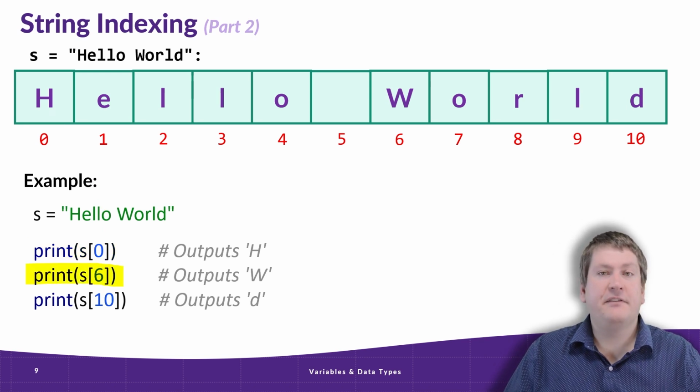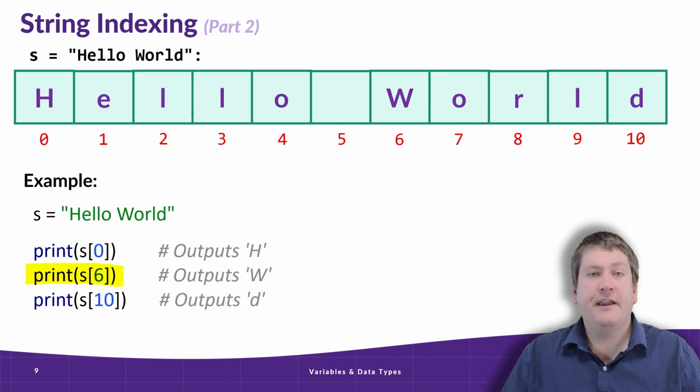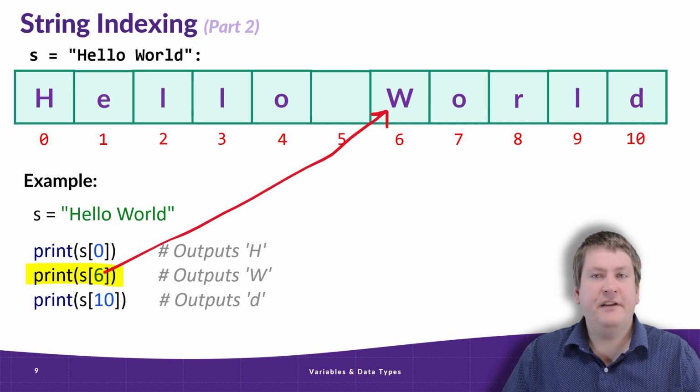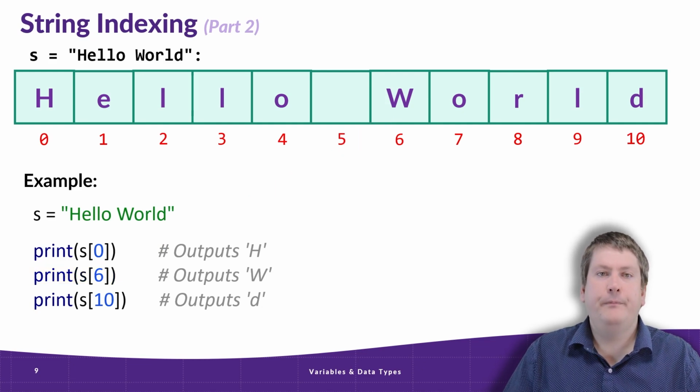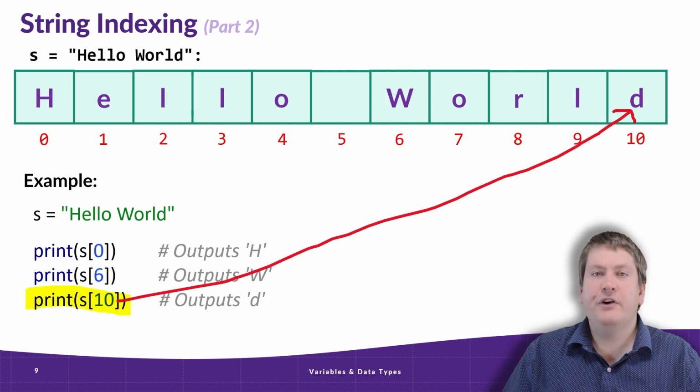The next print line is the same idea, but accesses the character at index 6. In this case, the character at index 6 is capital W, so that's what's going to be output to the console. The next line prints the character at index 10, which in this case is the last character in the string, a lowercase d. Using string indexing, we can easily retrieve any character in a string.